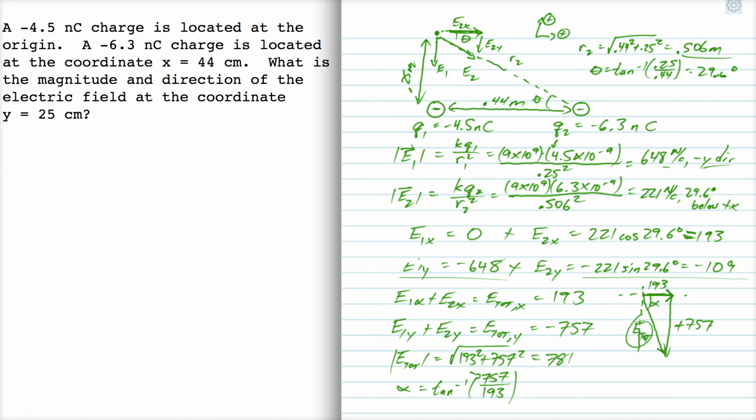Notice I did not use the minus sign there for the 757. I've already decided that alpha points below the plus x-axis. Pointing below means that it's going to have a negative to it. I don't need to add that in here. I'm just trying to find alpha. I'm trying to find an angle, a number between 0 and 90. It gives me 76 degrees. Okay, so my final answer is 780 newtons per coulomb at an angle of 76 degrees below plus x.